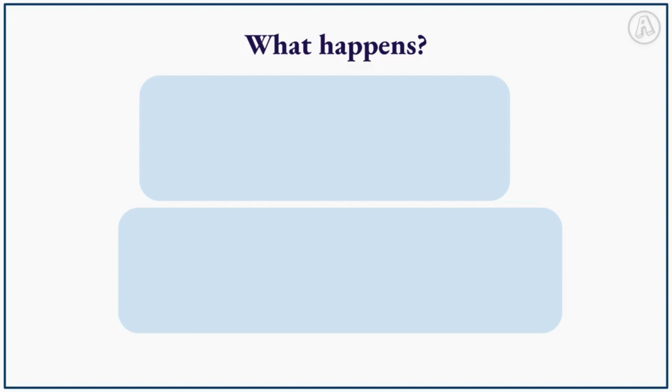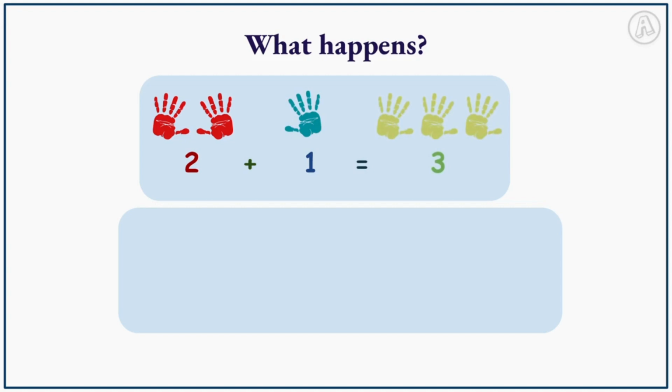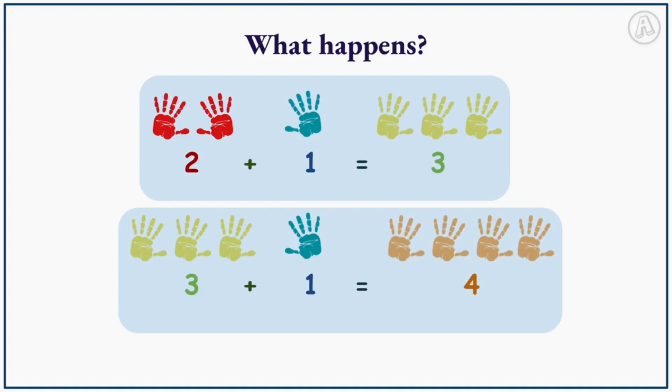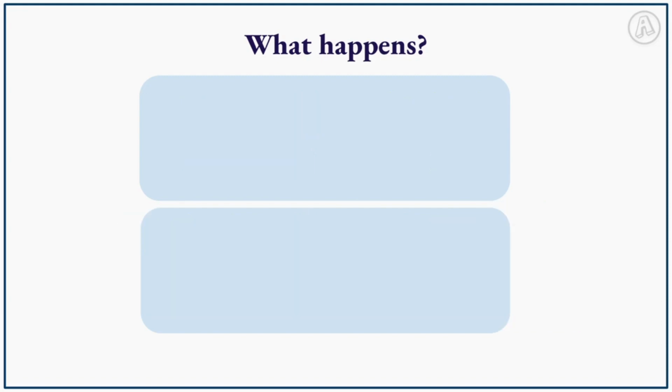In this video, we will look at the property of 1. Let's see what happens if we add by 1. 2 plus 1 equals 3. And 3 plus 1 equals 4. We can see by adding with 1, we change the value. Therefore, 1 is not an identity element of addition.